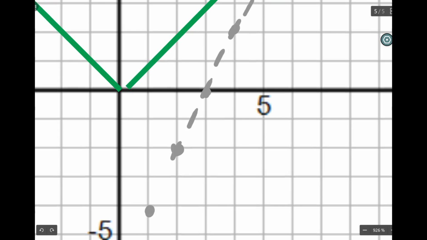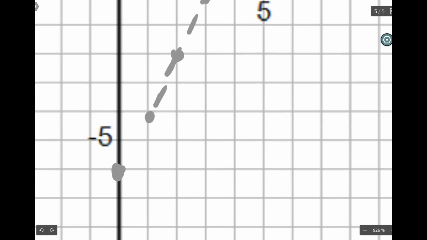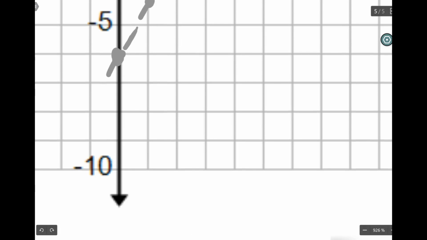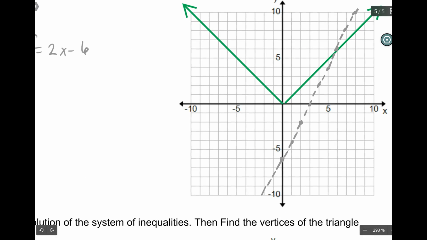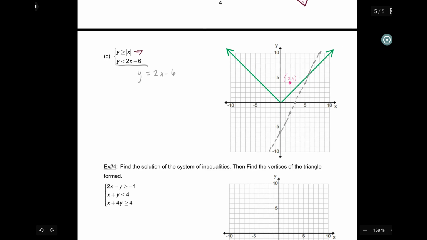This is harder than it looks. I should try it. All right, so while I'm finishing this, think about which half I should shade. I want to pick a point. 0's on the line of y equals absolute value of x, so why don't I pick a point like, I don't know, 2, 4, right? That's a good point. 2, 4. Let's try that out for both. So 4 is my y.